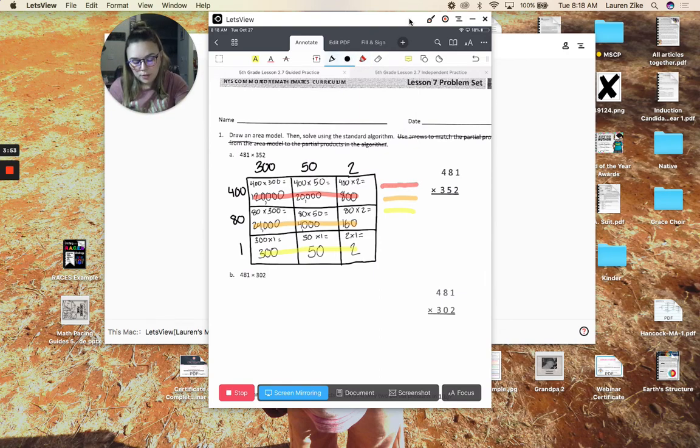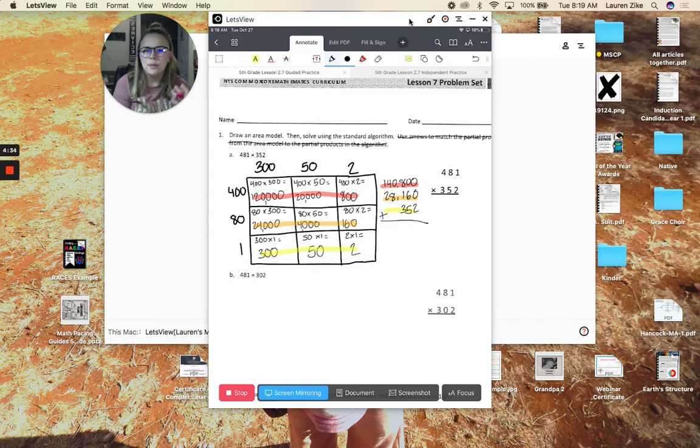So we have 120,000 plus 20,000 plus 800. 120,000 plus 20,000 is going to be 140,000. Plus 800 will be 140,800. In our next row, we have 24,000 plus 4,000, which gives us 28,000, plus 160, which gives us 28,160. And then 300 plus 50 plus 2 gives me 352. And then I'm going to add them all together.